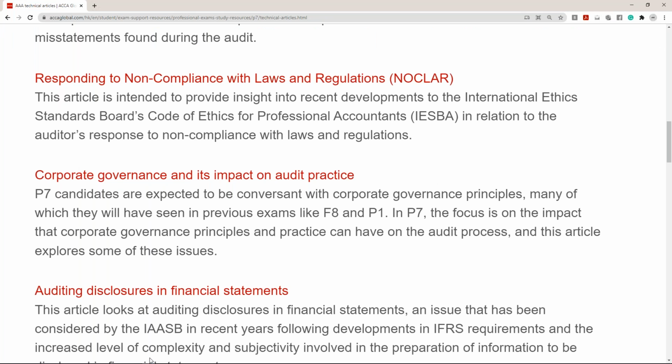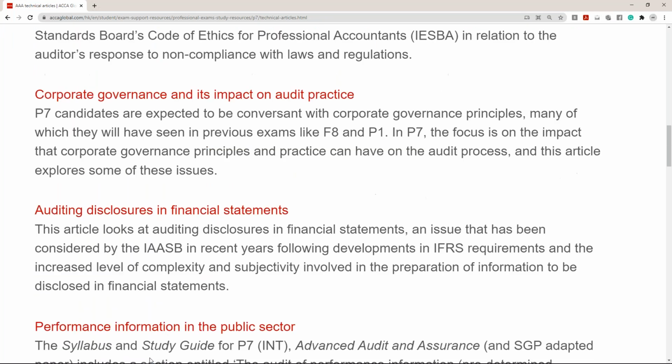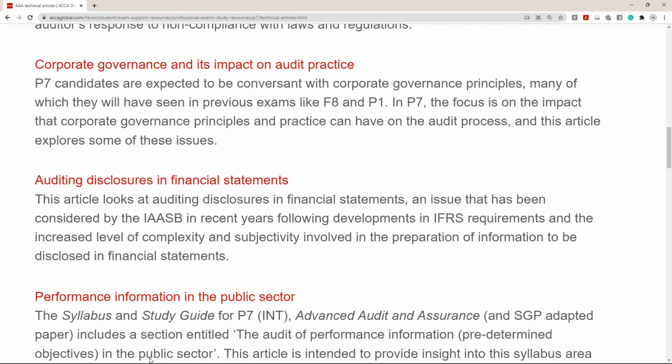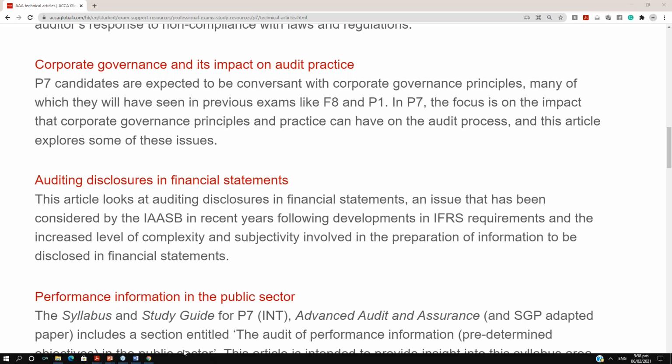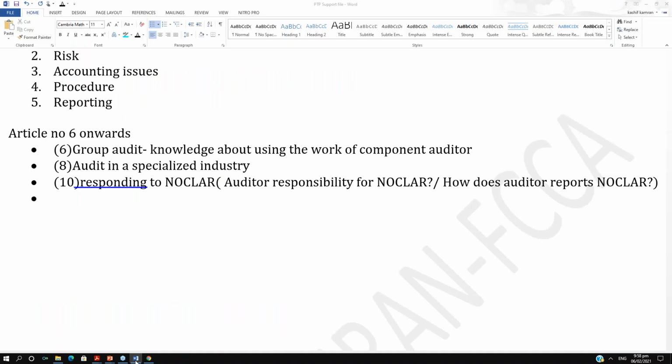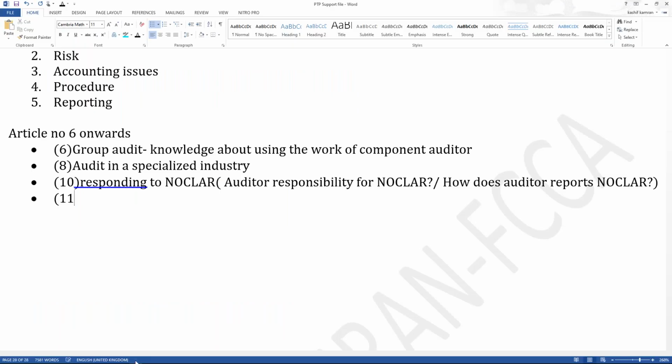After 10 is 11, corporate governance and its impact on audit practice. A wonderful knowledge article. It tells you about the role of the audit committee. You should know the role of the audit committee. What if you get a 5 or 6 marks question where you need to speak of the role of the audit committee, or connect the role of the audit committee with the case paper? So corporate governance and its impact on audit, I should not ignore it. I should keep it in my list of knowledge articles. Number 11, corporate governance. Please do have a reading of this.